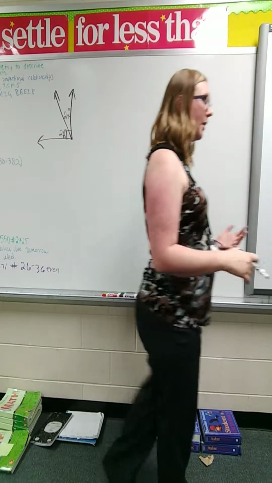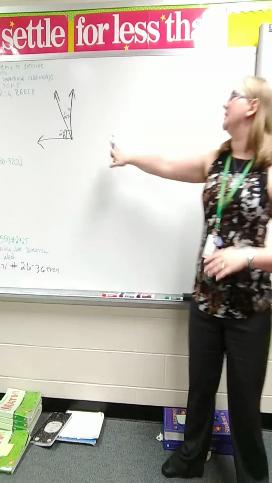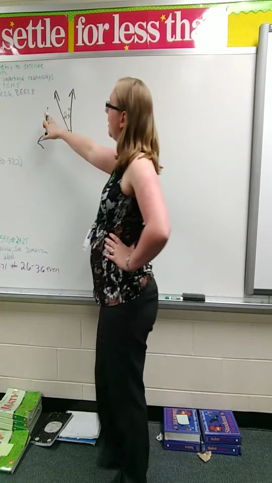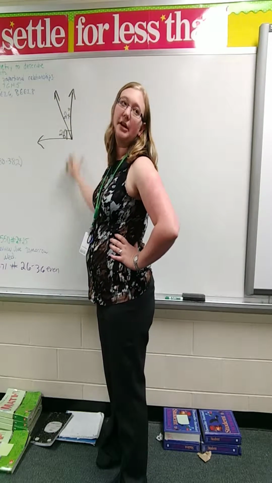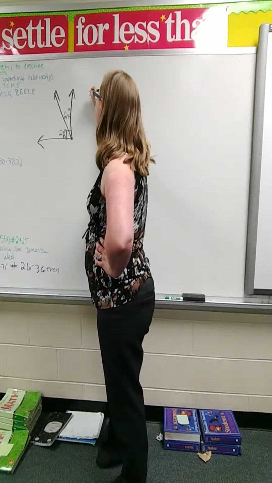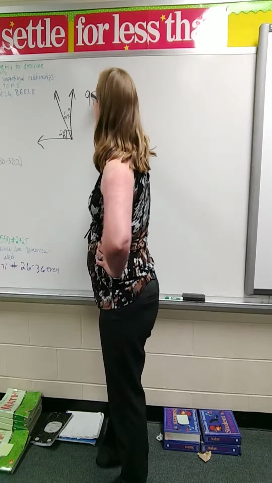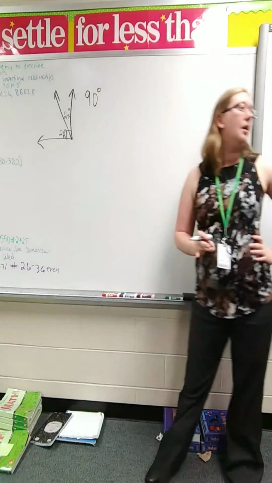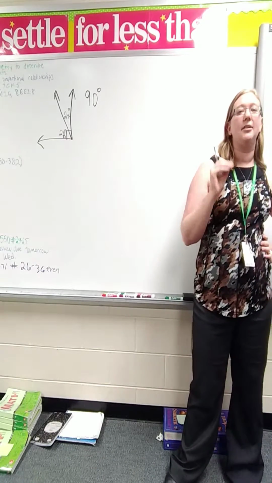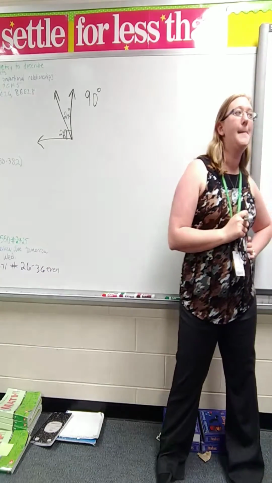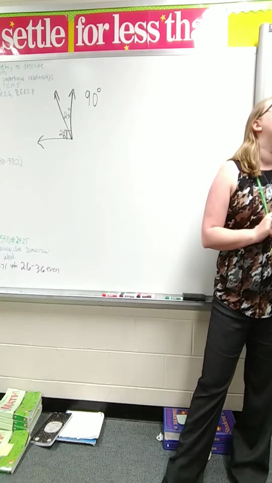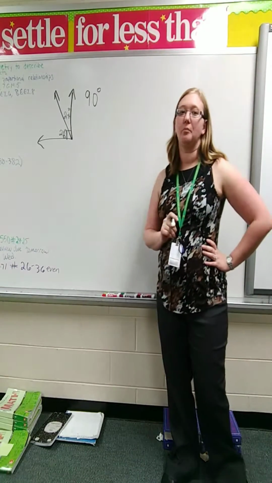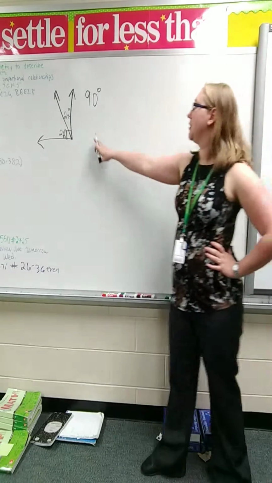Okay? So, the sum of these two angles is exactly 90 degrees. So what do we call those? What's it called when they equal exactly 90 degrees? Complementary. Complementary, very good. Okay. So these two angles are complementary.